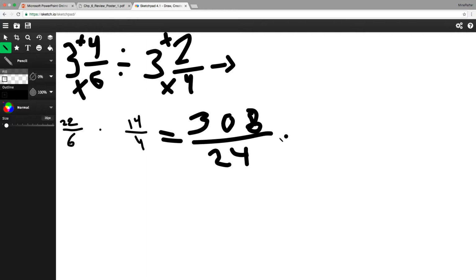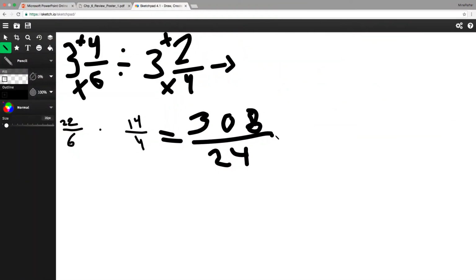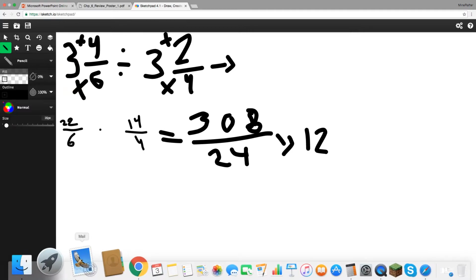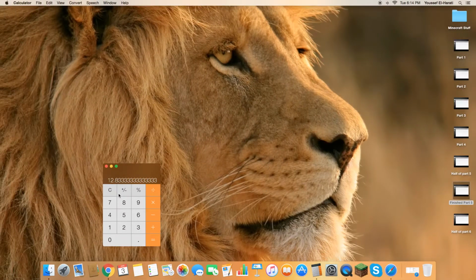So what we do now is we do 308 divided by 24. We don't need these decimals. What we just need is the whole number right there, the 12. So we put an arrow, then we put 12 as the whole number. So we go 24 times 12, and we get 288.